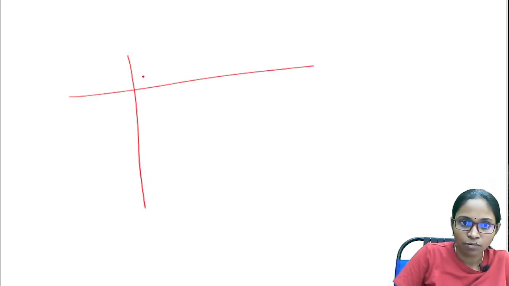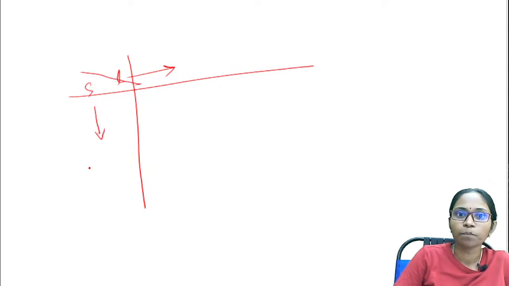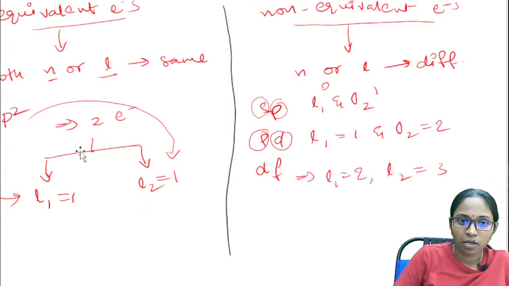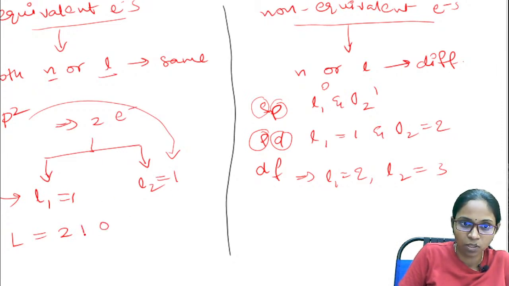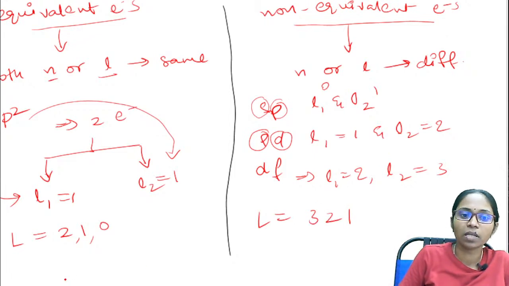And how to find out the spectral terms for equivalent and non-equivalent electrons? You have to take all the L values here and all the S values here. So in this case, what will be the capital L? L is nothing but modulus of l1 plus l2, that is 2, and l1 minus l2, that is 0. Therefore we have 2, 1, 0 here. And here L values are 2 minus 1 is 1 and 2 plus 1 is 3. 3, 2, 1 are the L values.